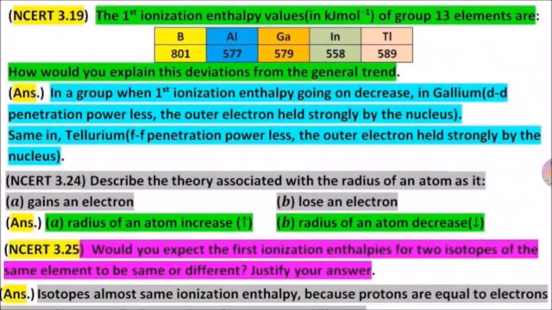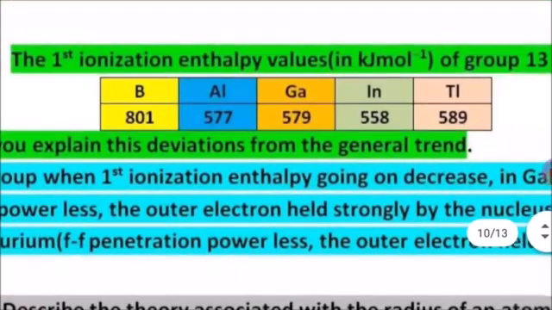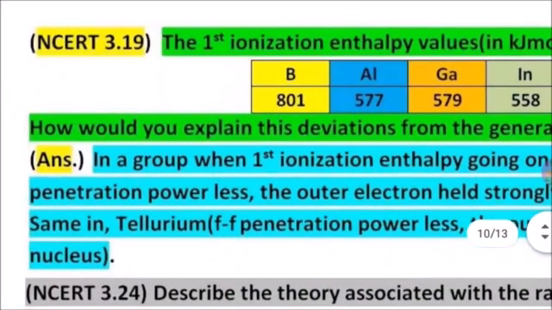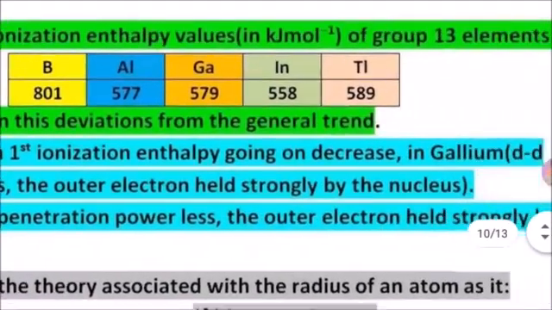So student, let's start question 3.11. It is also based on this point. The first ionization enthalpy values in kilojoules per mole of group 13 elements are: boron 801, aluminium 577, gallium 579, indium 558, and thallium 589. So how would you explain these deviations from the general trend?